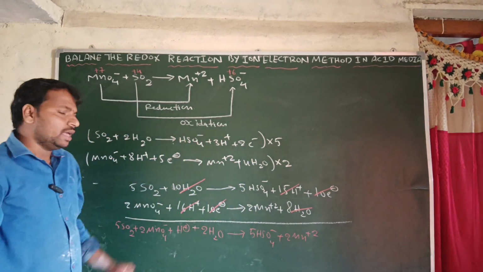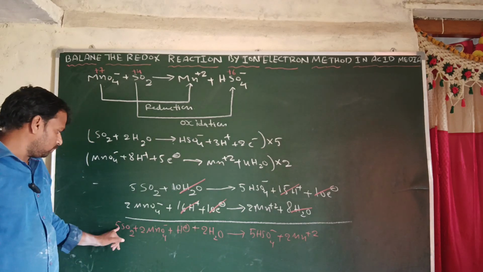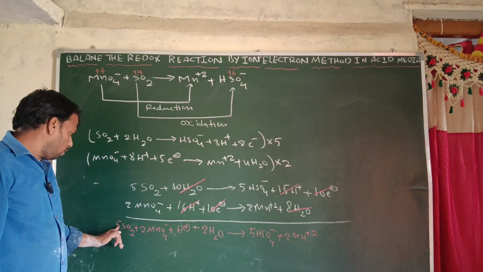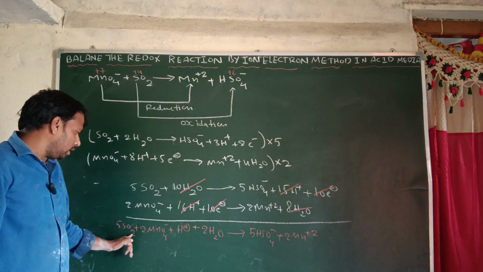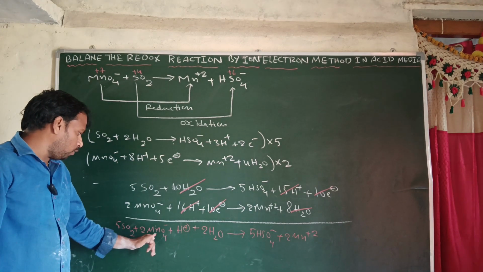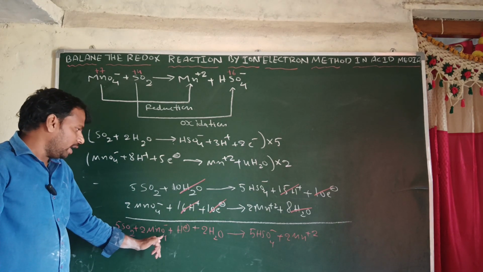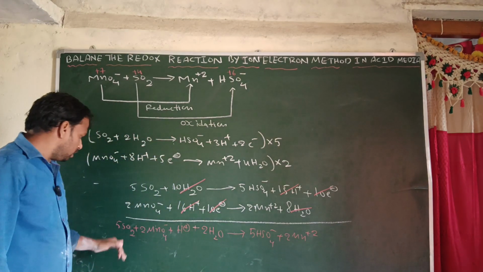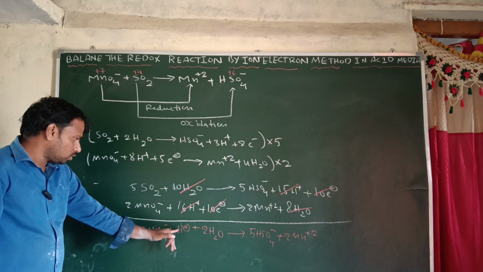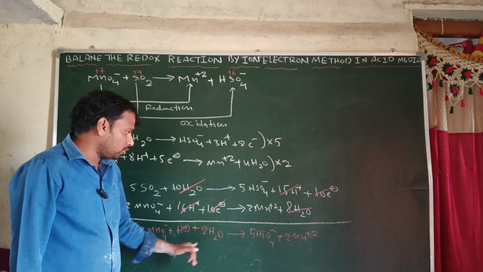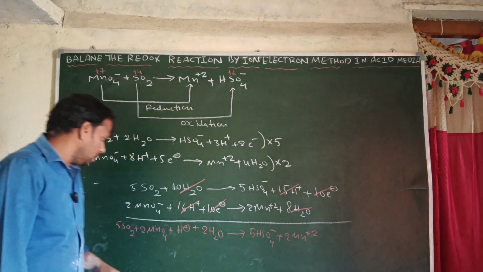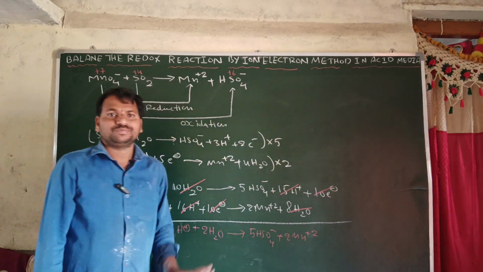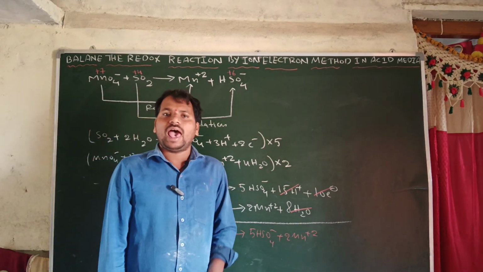So it is a balanced reaction. Why? Because 5 sulfurs are balanced. Next, 5 twos are 10, 2 fours are 8, 10 plus 8 is 18, plus 2 H2O gives 20; here 5 fours are 20, so oxygens are balanced. Next hydrogens: one hydrogen here and 5 hydrogens here are balanced. Next manganese: 2 manganese and 2 manganese are balanced. It is a balanced reaction in acid medium.